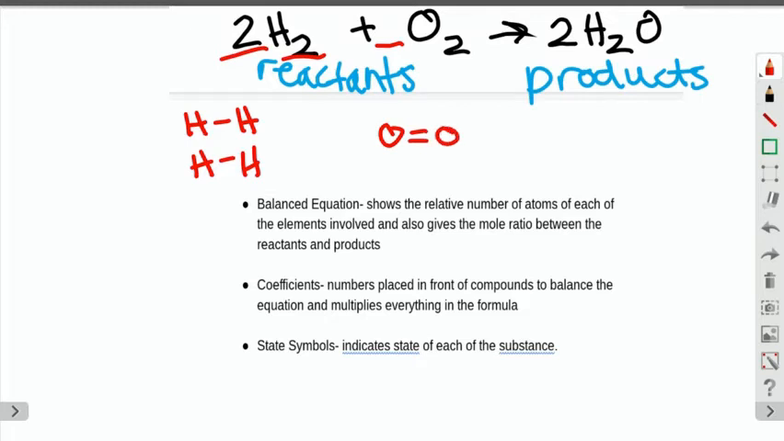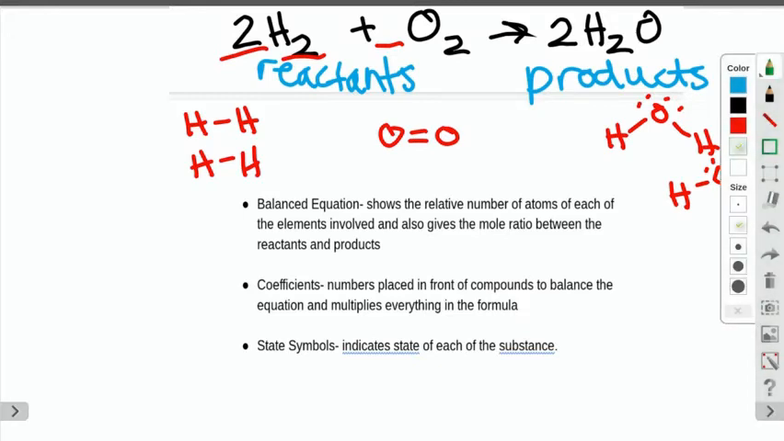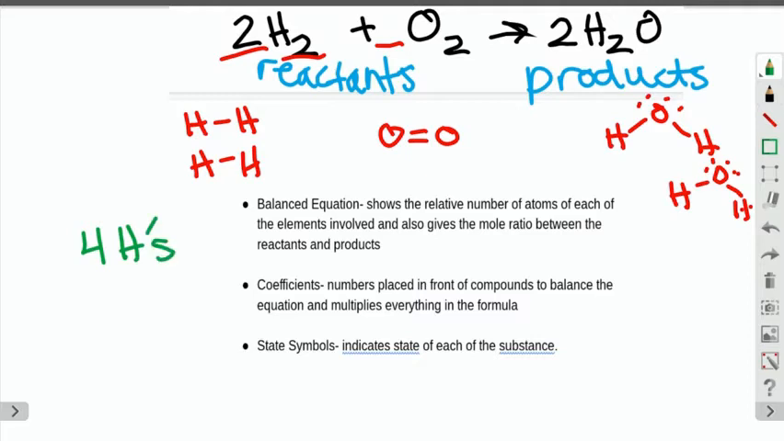And then we have 2 waters. So, this is basically what that equation is telling us. So that is a balanced equation. If you take a look at the reactants of the equation, I'm going to do some jotting down. We have 4 total hydrogens. We have 2 oxygens. So that's for the reactants.